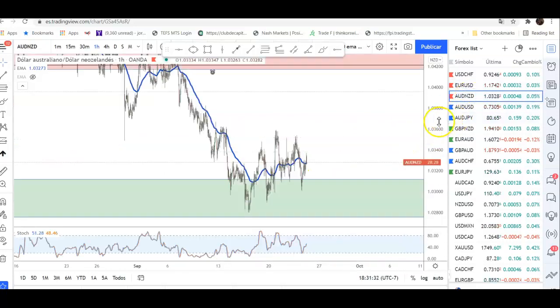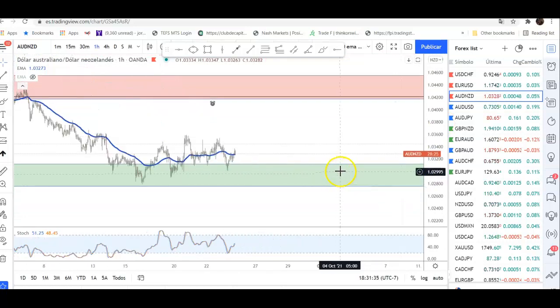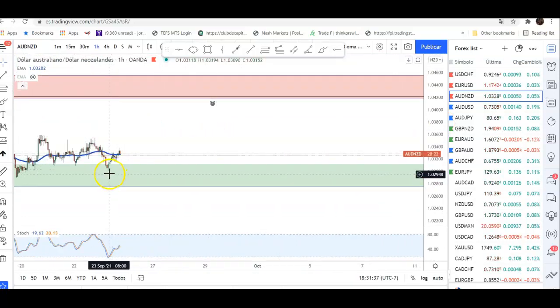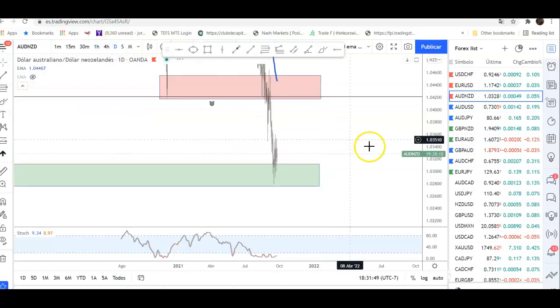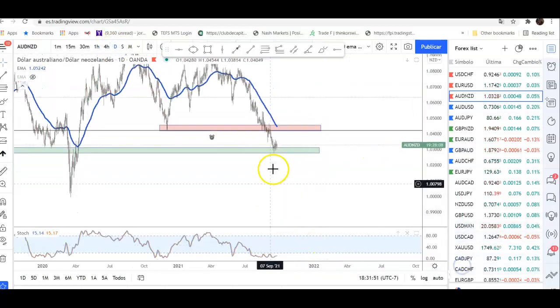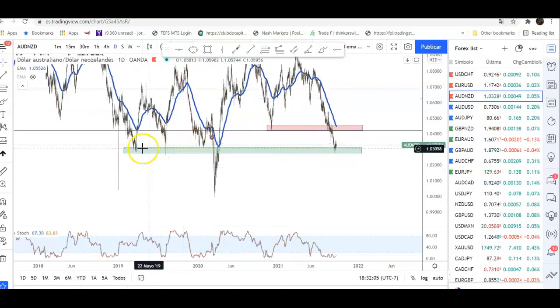AUD NZD. I think I told you guys in the last video that I was expecting it to go higher there, and it did start going higher today. It came down and then it bounced again. But in the daily, yeah, we are in a very important zone right there. So there's a good chance that the market might keep going higher, especially because on the stochastic we're completely oversold. We're in this very important zone. Look at the past, rebounded from there, rebounded from there, rebounded from there. So it is a very, very important zone.